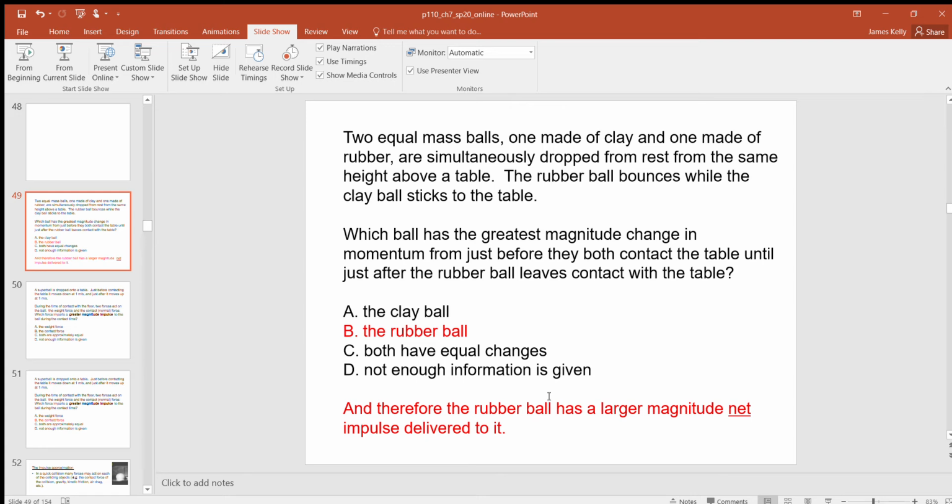Therefore, the rubber ball has the larger magnitude net impulse delivered to it. In other words, in the time of contact with the table, the rubber ball has two forces acting on it: the weight force pulling down on it and the contact force from the table going up on it, and they give some net impulse combined together to it. The rubber ball is getting a bigger net impulse delivered to it because it has a bigger change in momentum magnitude.